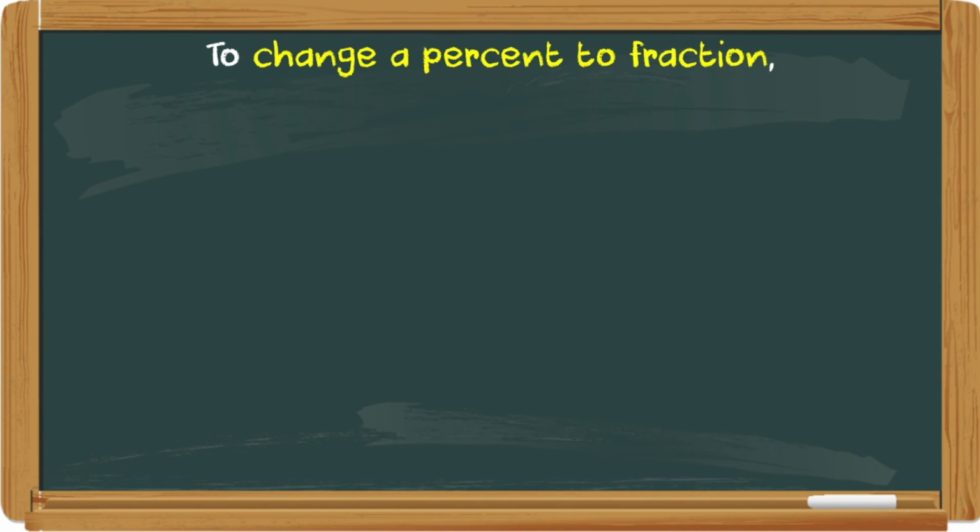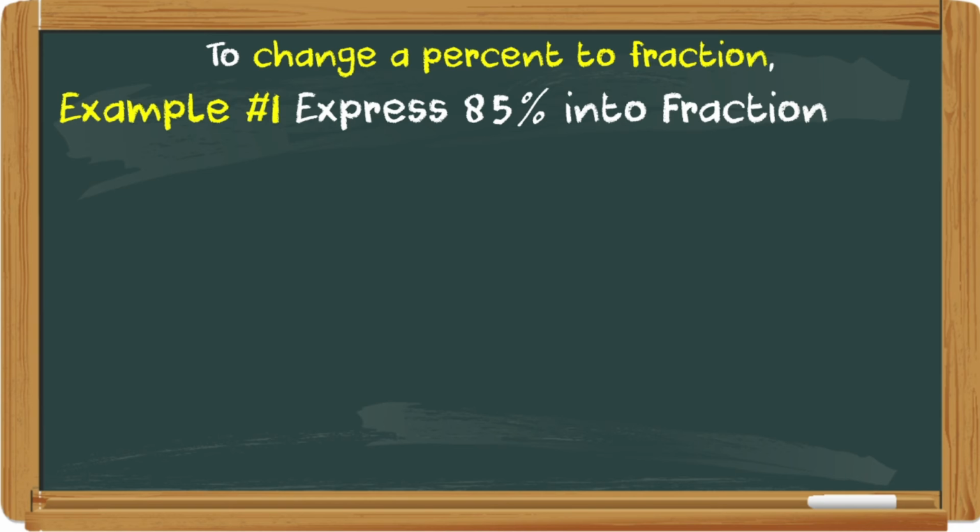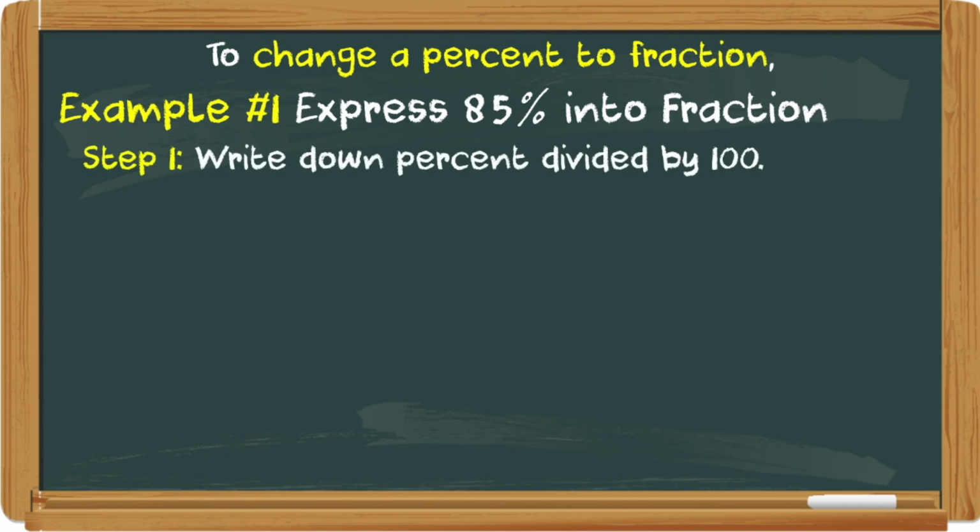To change a percent to a fraction, we will be following these three steps. So let's express 85% into a fraction. Step 1, write down percent divided by 100. So it will look like this: 85 over 100.